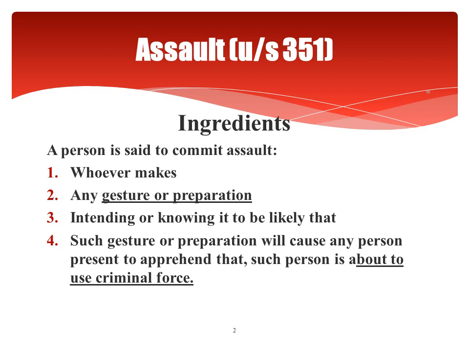So we have 4-5 ingredients under this section. Number one, the person is making a gesture or preparation. He has an intention to make that gesture or preparation. And he knows it is likely that such gesture or preparation will cause any person, the victim who is present there, to have apprehension in the mind that the one who makes the gesture or preparation is about to use criminal force to the person concerned, and therefore it is called an assault.